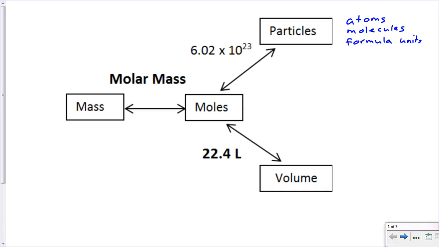If you want to go from mass to volume, you need to go from mass to moles and then to volume. The conversion factor between mass and moles is the molar mass. The conversion factor between moles and volume is 22.4 liters in 1 mole. The conversion factor between moles and particles is 6.02 times 10 to the 23rd atoms or molecules or formula units in 1 mole. You have to memorize 22.4 liters, and you have to memorize 6.02 times 10 to the 23rd particles in 1 mole. To find the molar mass, you have to look at the periodic table.